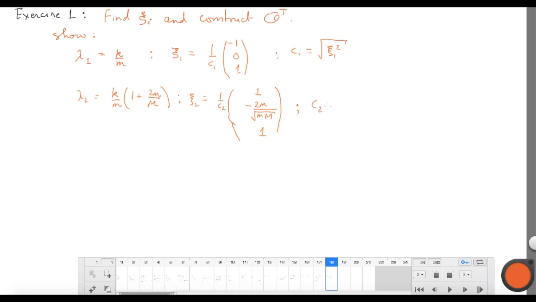Then you should find out the C2. C2 is again xi2 square root. Okay, if you divide by this, this will be a normalized vector, the xi2. And for lambda 3 equal to 0, you will get xi3. Then you have capital M over small m in the square root, and then you have 1 here. Okay, and as before, C3 is xi3 square under root. Okay.